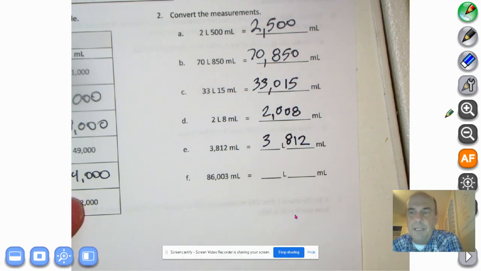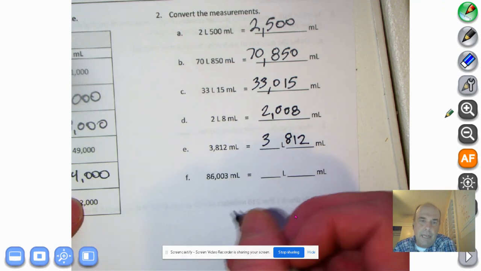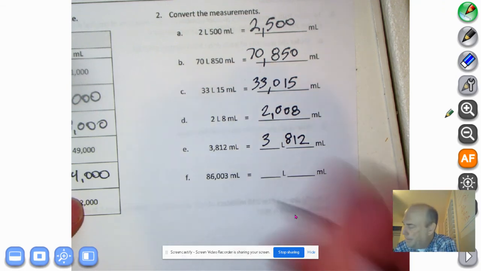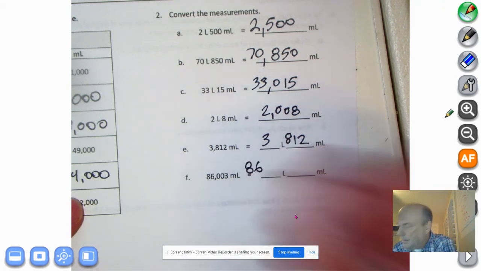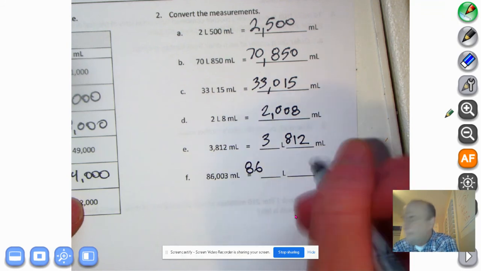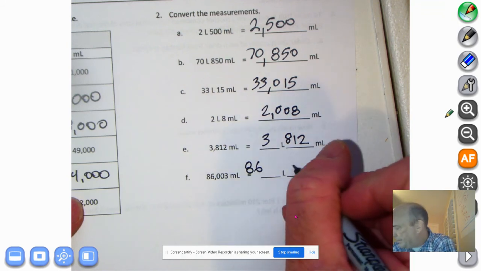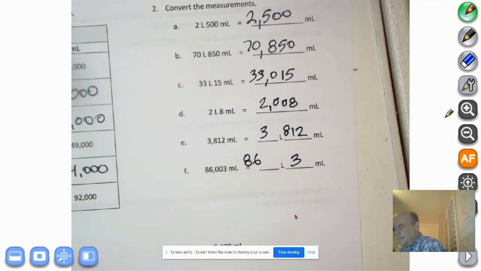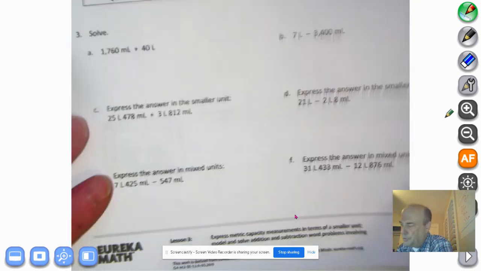Milliliters. It's a fun word to say. Try it. Milliliters. All right, we have 86,003 milliliters, so that would equal 86 liters. That's a lot of liters. And 3 milliliters. All right, time to head on down to the solve section.